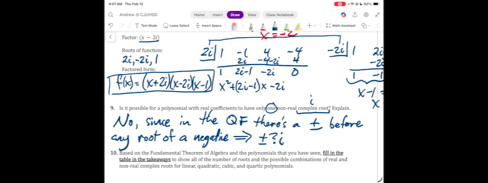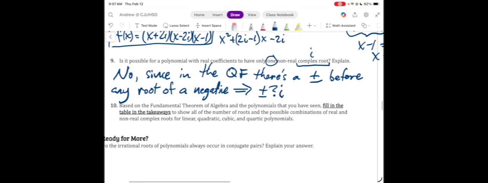So, number 10. Based on the fundamental theorem of algebra and the polynomials that you have seen, fill in the table in the takeaways to show all the number of roots and the possible combinations of real and non-real complex roots for linear, quadratic, cubic, and quartic polynomials.